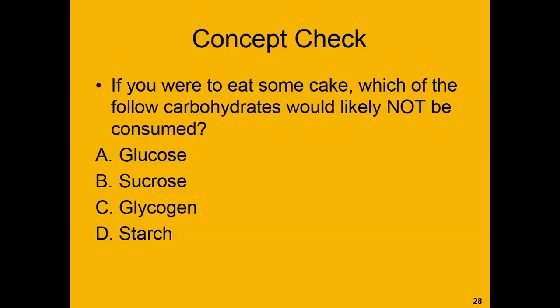If we look at starch, starch is a complex carbohydrate present in plants that forms the main body of the bread of the cake. Glycogen is a complex carbohydrate that is stored in animal livers. And hopefully your cake does not have animal liver in it, so likely you would not be consuming C, glycogen.